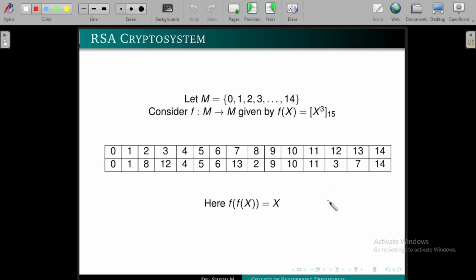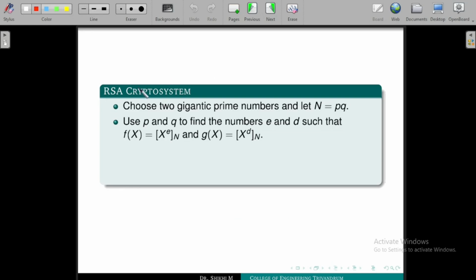This concept is actually working behind RSA Cryptosystem. Actually, you have to construct some f and you have to find the function g such that g of f of x becomes x itself. So let us go to the theoretical part.